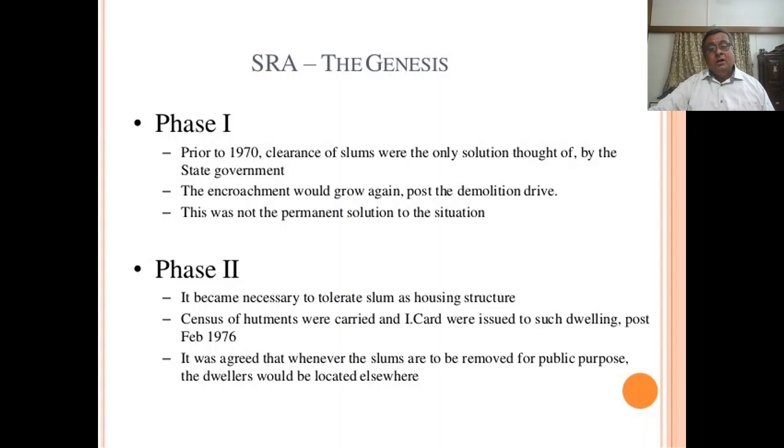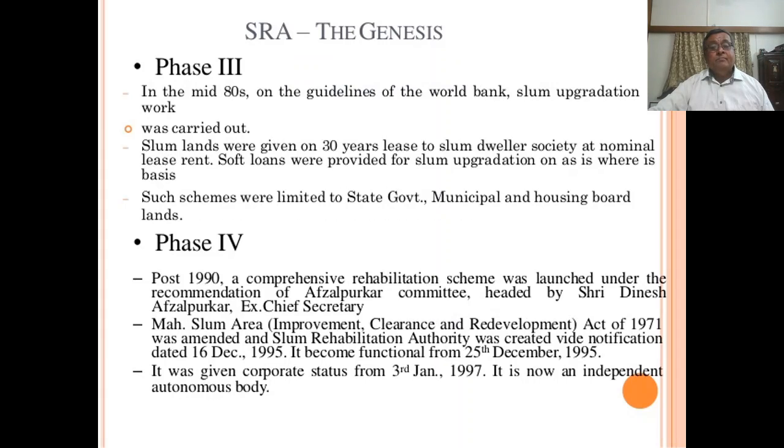In phase 2, it became necessary to tolerate slum as housing structure. Census of hutments was carried out and identity cards were issued to such dwellings post February 1976. It was agreed that whenever the slums are to be removed for public purposes, the dwellers would be located elsewhere. In phase 3, in the mid-80s, under the guidelines of the World Bank, slum upgradation work was carried out.